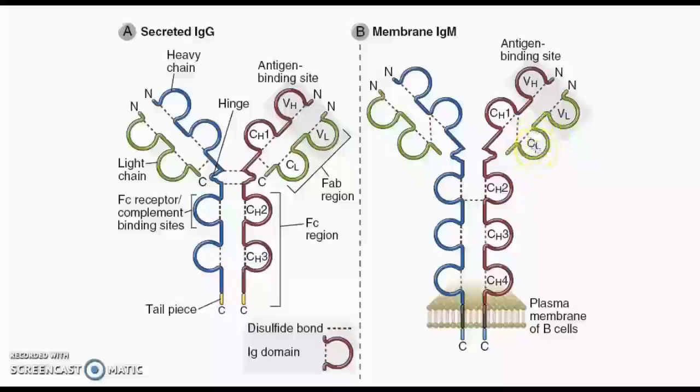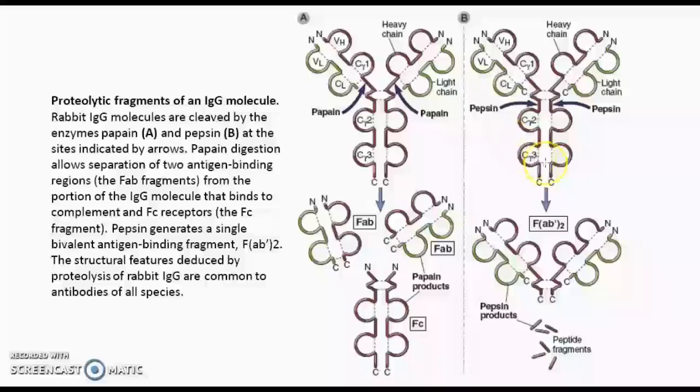Heavy chain and light chain are covalently linked by disulfide bonds. Here is the disulfide bridge, and here is an experiment in rabbit. IgG is treated with the enzyme papain. Under conditions of limited proteolysis, the enzyme acts on the hinge region. Here is the hinge region, and it cleaves the immunoglobulin into 3 separate pieces. Here are the 3 separate pieces.